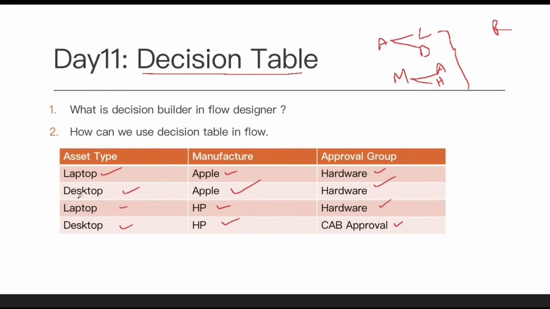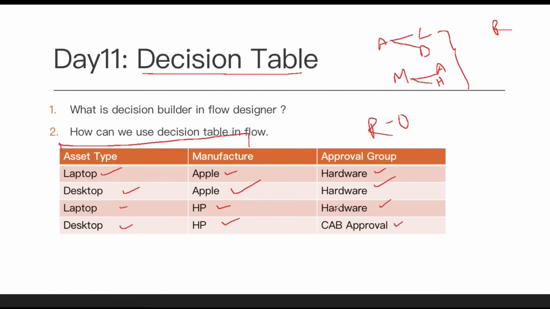So this is based on these two inputs. These two are inputs and this is the output, or we can say the result. Based on these two inputs, we have an output. Now the question is, can we build this through the if and else block? Yes, we can build that through the if and else block.